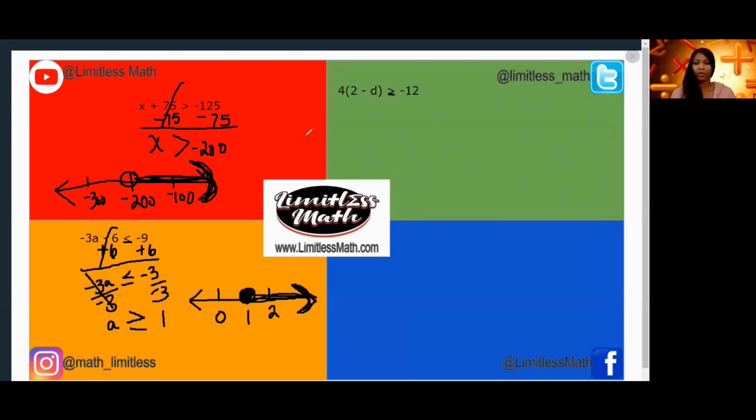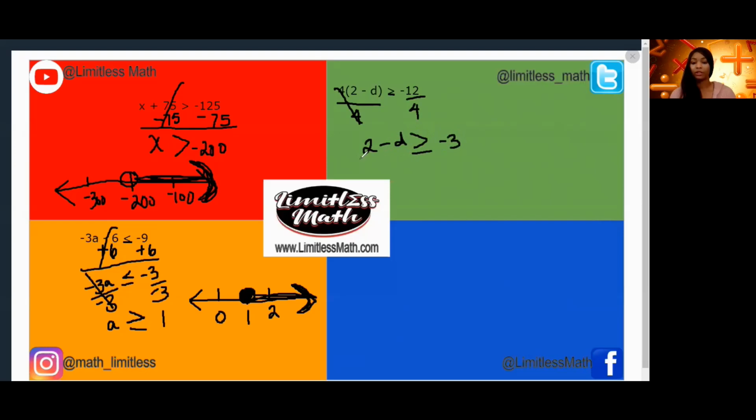For our next example, we have 4 times 2 minus d greater than or equal to negative 12. Now there are multiple ways we could go about solving this and still get the same right answer. I am going to suggest that we divide by 4 first instead of being tempted to distribute it through. You can do that, but I think it's a little bit quicker and more efficient if we divide both sides by 4 first. So the 4's will cancel. We're left with 2 minus d greater than or equal to negative 3.